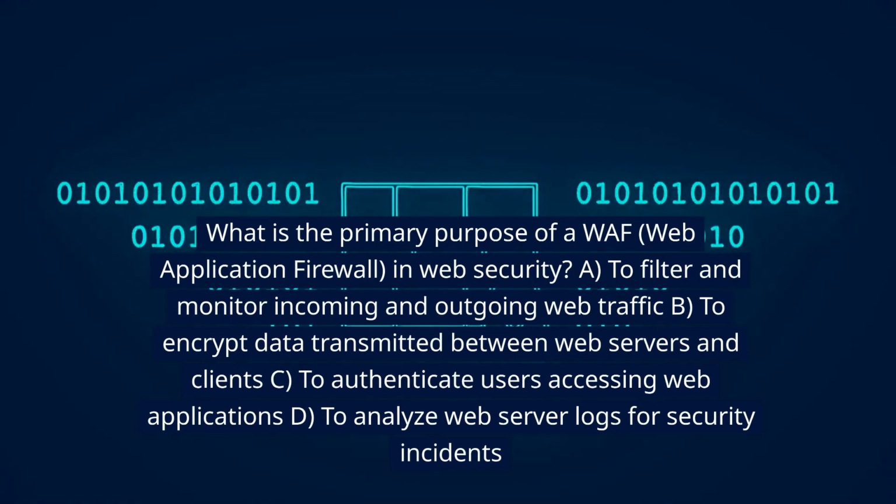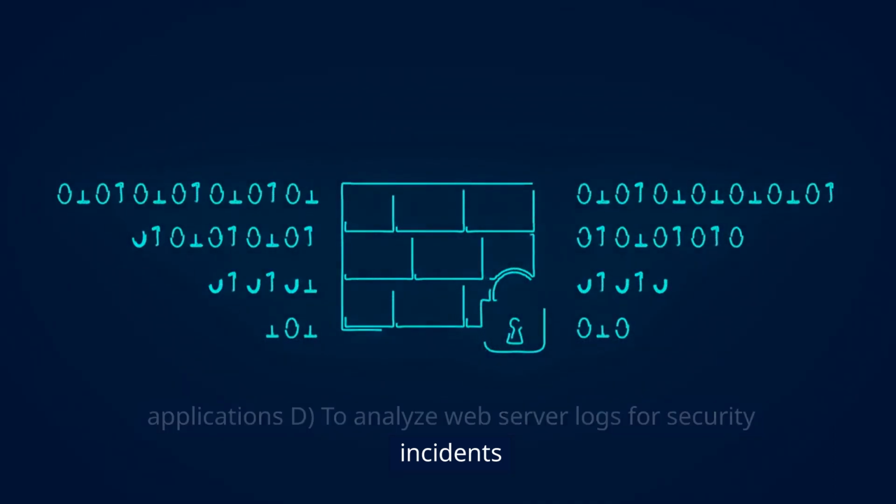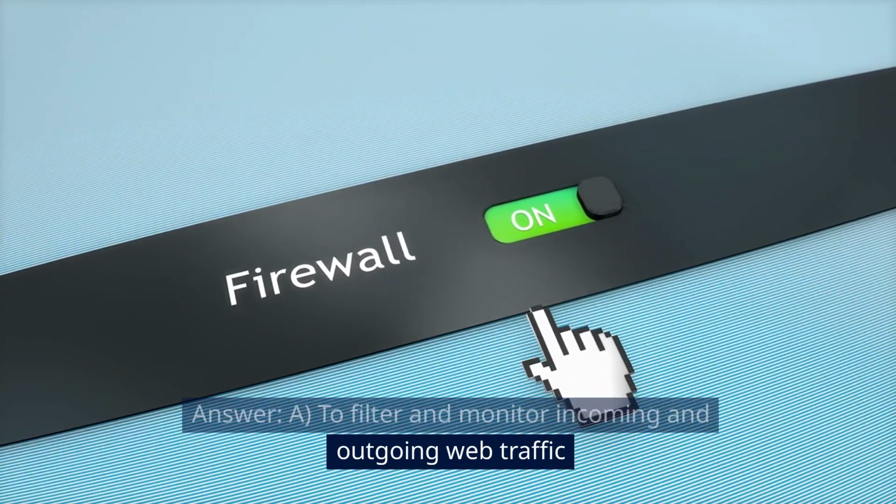A. To filter and monitor incoming and outgoing web traffic. B. To encrypt data transmitted between web servers and clients. C. To authenticate users accessing web applications. D. To analyze web server logs for security incidents. Answer: A. To filter and monitor incoming and outgoing web traffic.